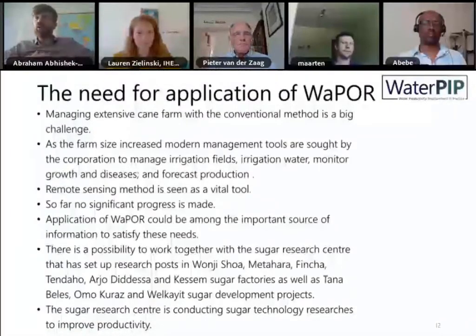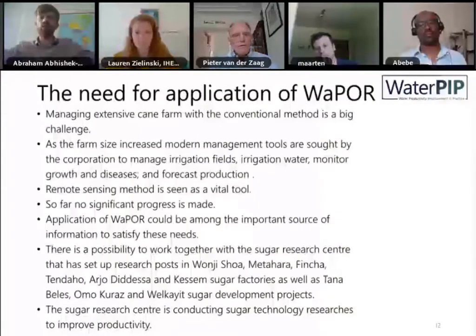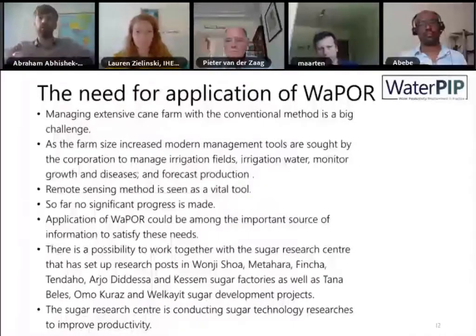And within Ethiopia, there's ample opportunity to actually collaborate with a lot of different partners. So the partners here mentioned are Wonji Showa, the sugar factory, a list of other sugar producing industries such as Metahara, Fincha, etc. They would be very eager to look into the opportunity of looking at irrigation, water supply, the adequacy, the equity within a system. Actually, what was not mentioned by Abera, but Wonji Sugarcane Factory also hosts the National Research Center for Sugarcane Production.